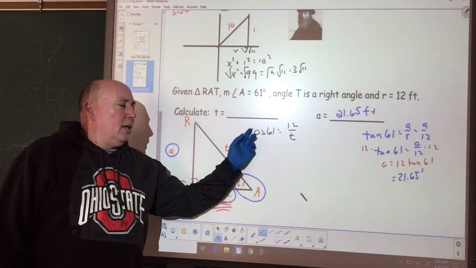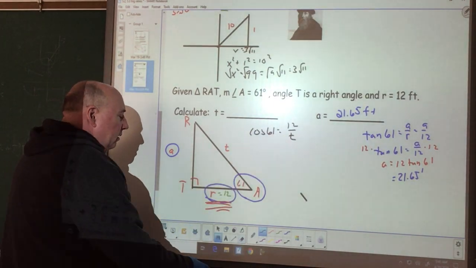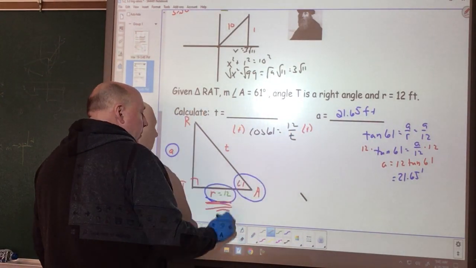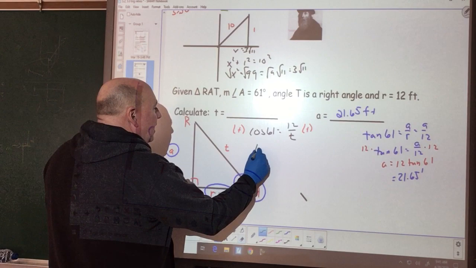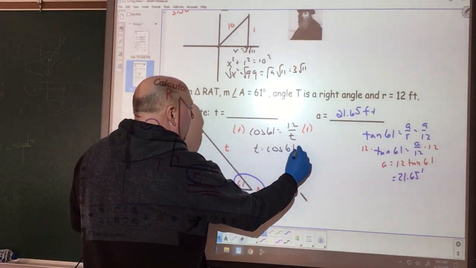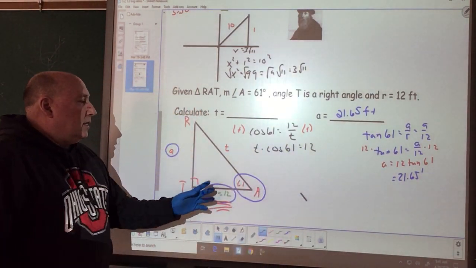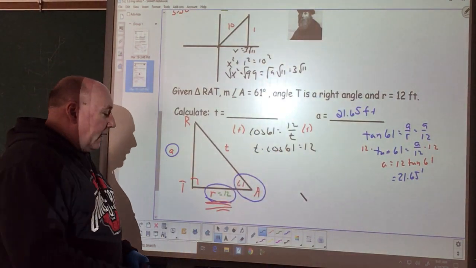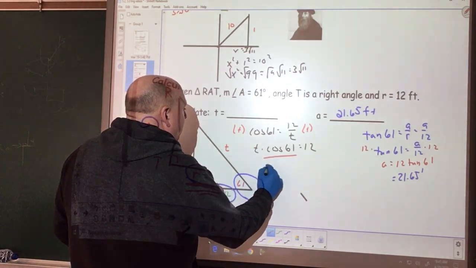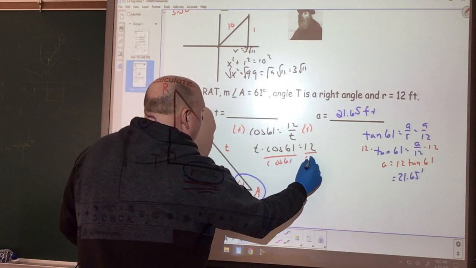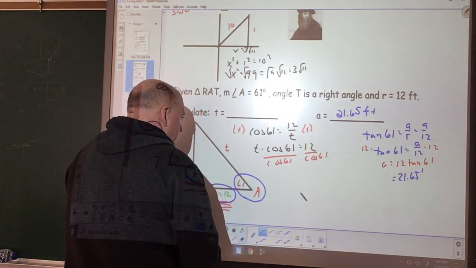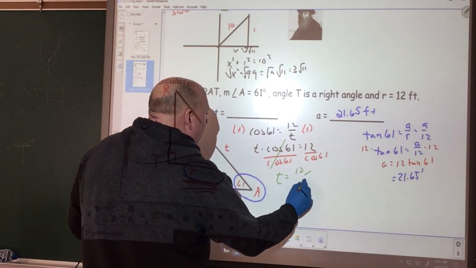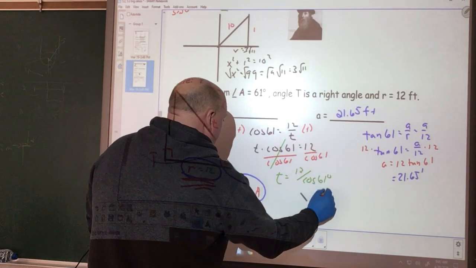So to solve this, we need to multiply both sides by t now. So we have t times the cosine of 61 is equal to 12. I still have not solved for t. I have to get rid of the cosine of 61. I have multiplication there. So let's divide both sides by the cosine of 61. These will cancel, so t is equal to 12 divided by cosine of 61 degrees.